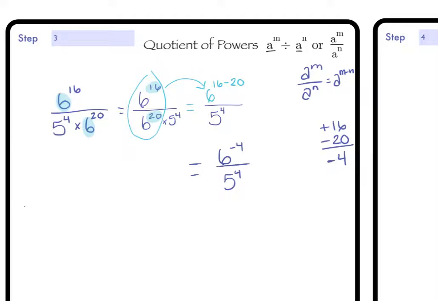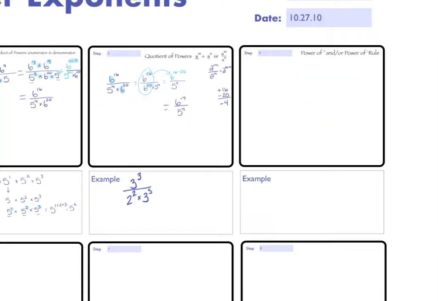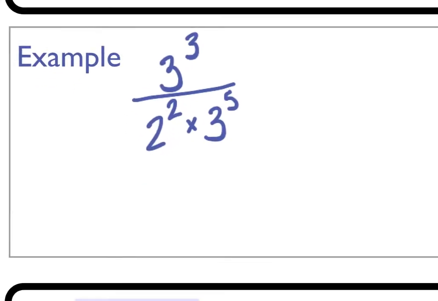All right, go ahead and try this following example. So you can go ahead and try this one. Make sure you pause the video and try it out.